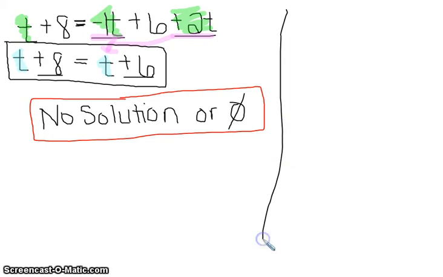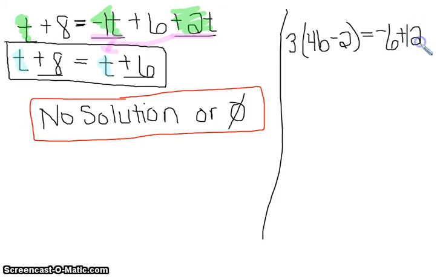Let's give you 3 times the quantity 4b minus 2 equals negative 6 plus 12b. So take a moment, pause the video, and see if you can solve that for b and determine what the solutions will be.